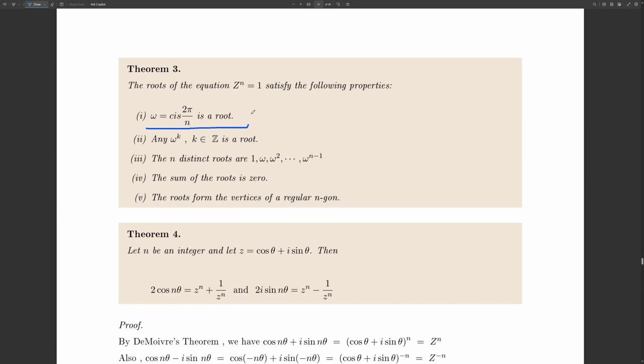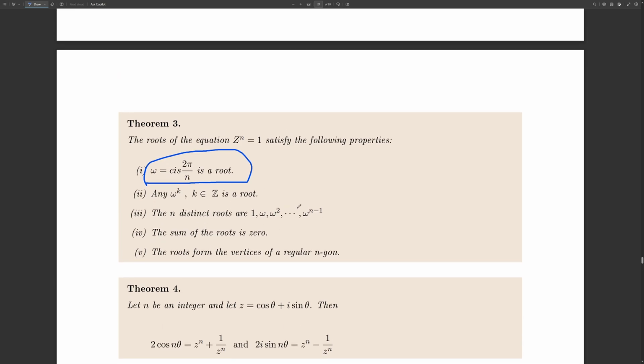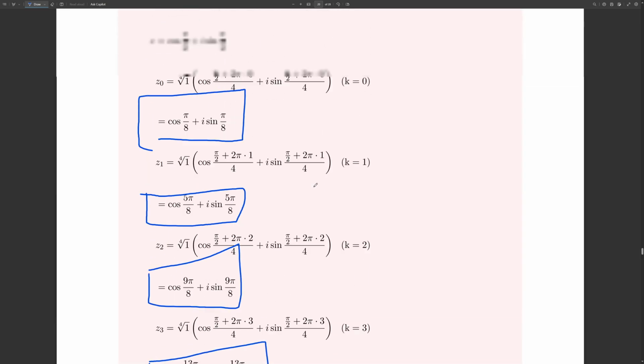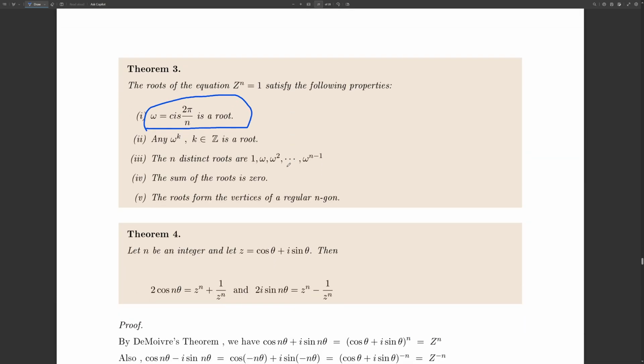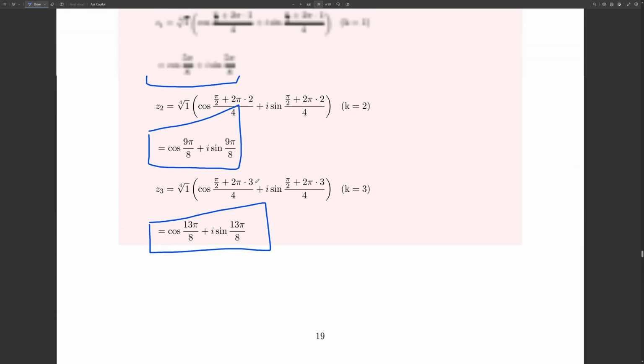This is what we did. We get this as a root. Any omega to the power of k, where k is an integer, is also a root. The n distinct roots are 1, omega, omega squared, and so on, omega to the power of n minus 1. Okay, that's great. We did something like that here. The only thing that we didn't look at is the sum of the roots, which we will, and the sum of the roots here is not difficult to see.